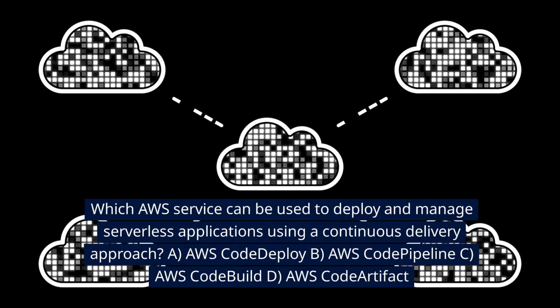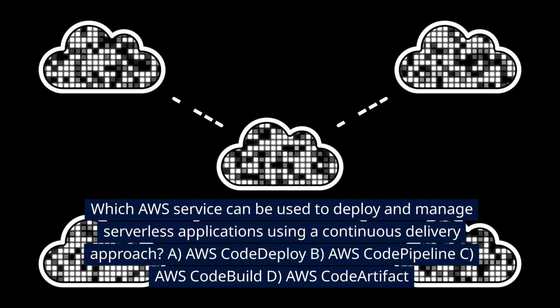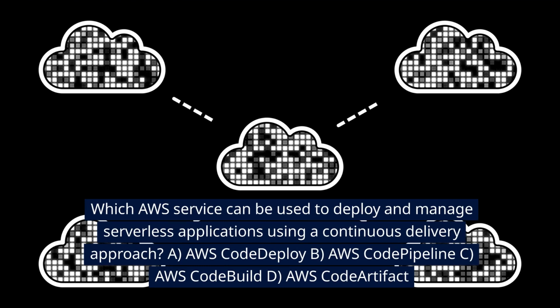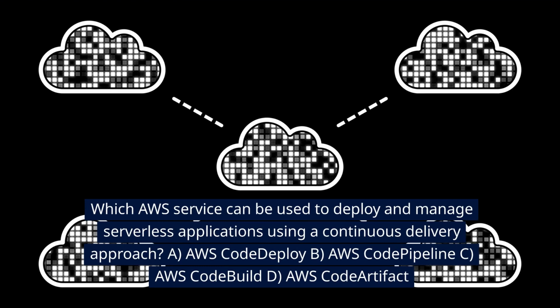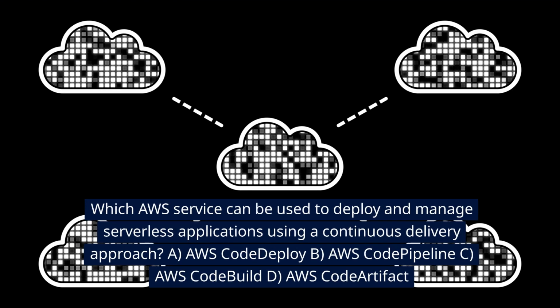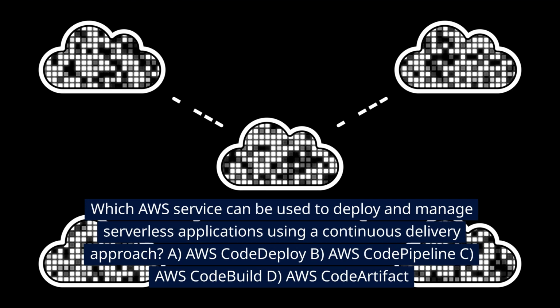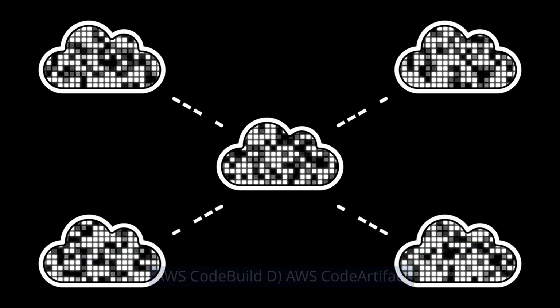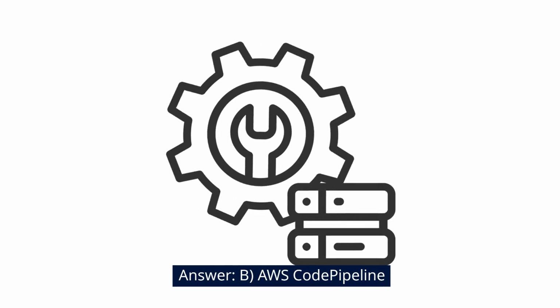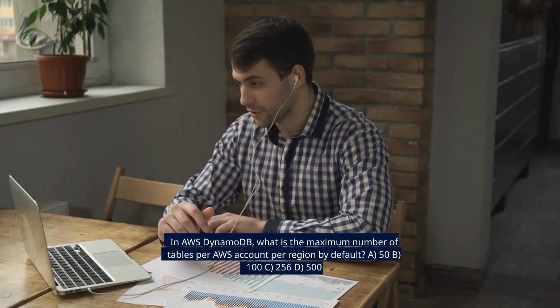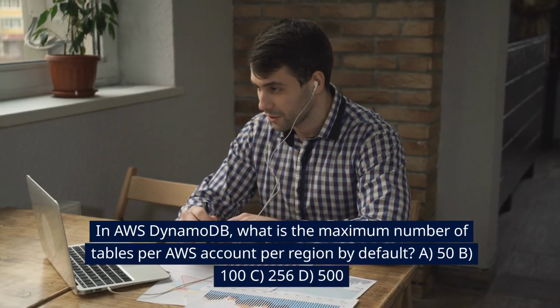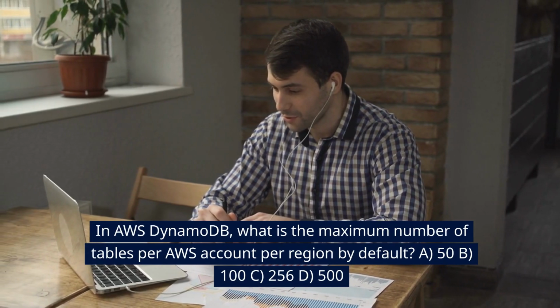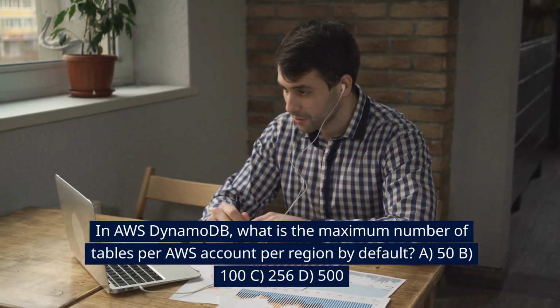Which AWS service can be used to deploy and manage serverless applications using a continuous delivery approach? A. AWS CodeDeploy. B. AWS CodePipeline. C. AWS CodeBuild. D. AWS CodeArtifact. Answer: B. AWS CodePipeline.